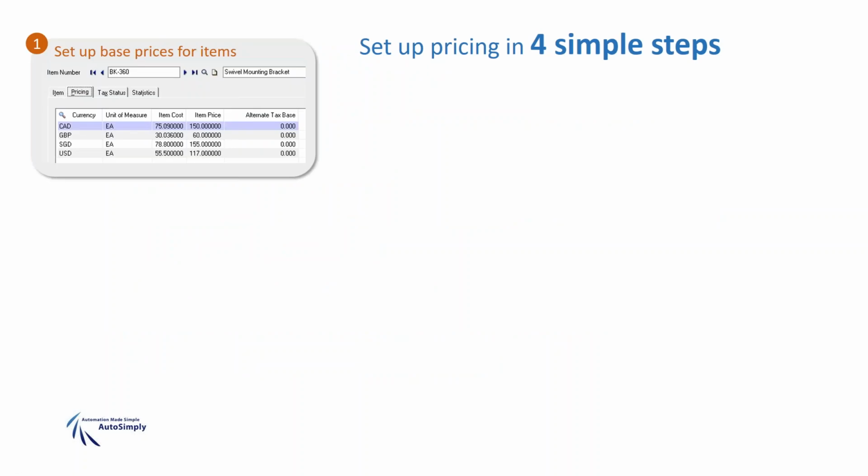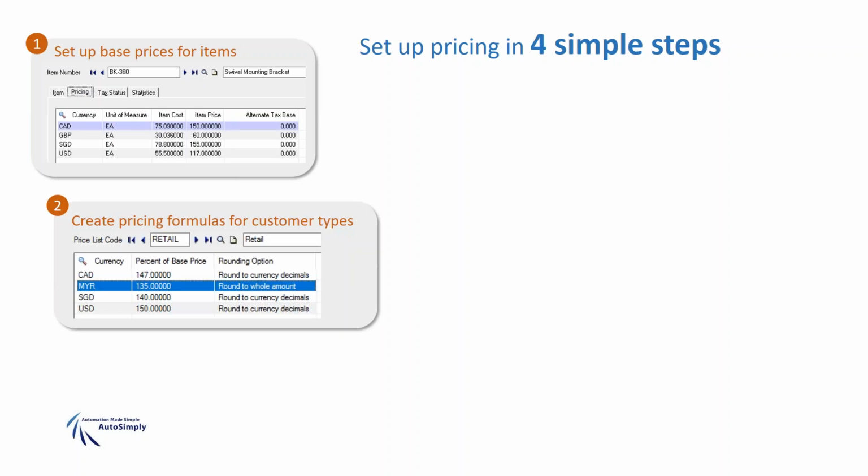For the AR, there are again a few simple steps to set up the system. First, set up the base price for the items. This is set up inside the AR items screen. There's an item pricing tab where you can set up the item pricing for each item. Now, I mentioned we added a price list concept into the AR pricing. So there's a price list screen where you can set up different price list codes for different price lists.